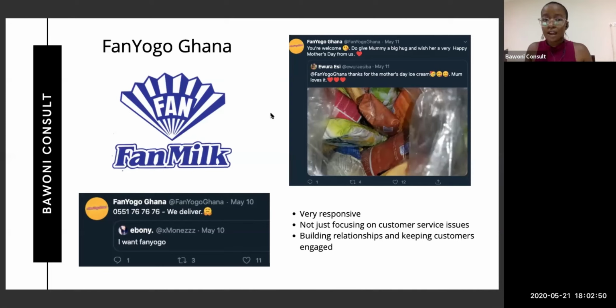Like this one tweet, someone just said, I want Fanuelo. She didn't even tag the account, but they caught it. And this is why I was talking about searching for mentions that might not be obvious. And they provided her with a number where she could get the Fanuelo delivered to her. If you look at the date, it's pretty recent. So it was right about the time of lockdown and Corona, where people don't want to go out necessarily and buy things. And the yogurt sellers, the Fanuelo sellers and so on are not going around as much.